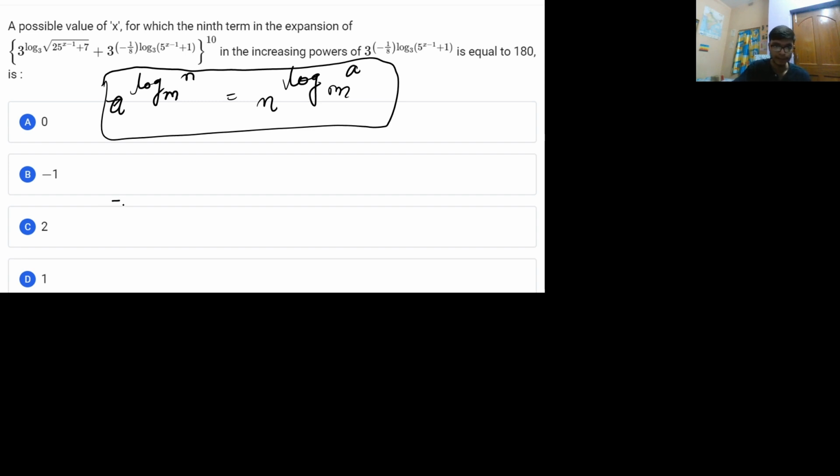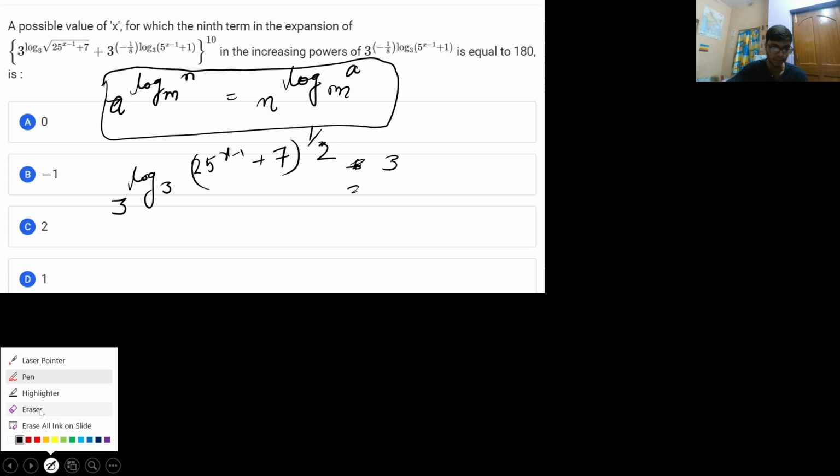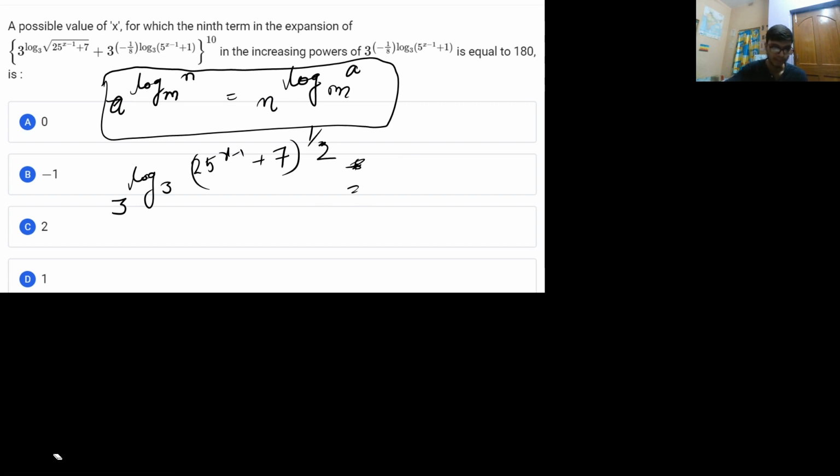That means I can write this as 3 raised to the power log base 3 of 25 x to the power minus 1 7 whole to the power 1 by 2 plus 3. If I take 3 upside and change the base, the 3 will go up, and we know the value of log a base a is equal to 1.